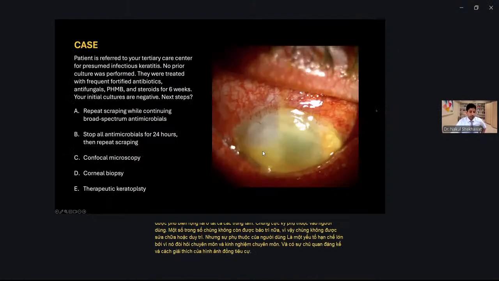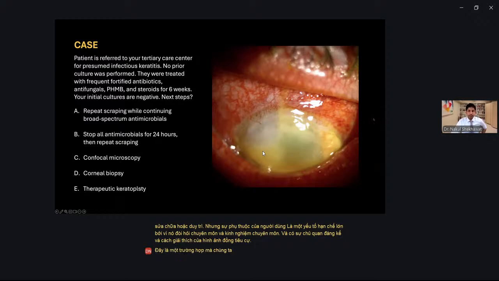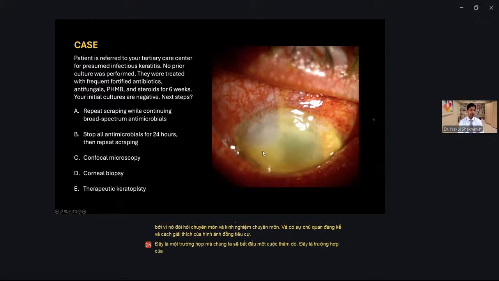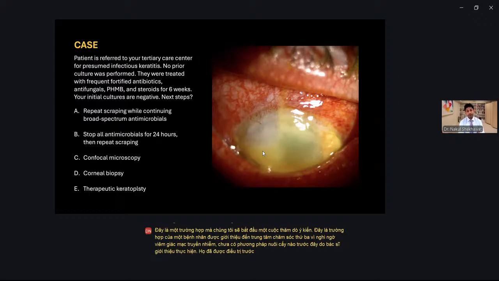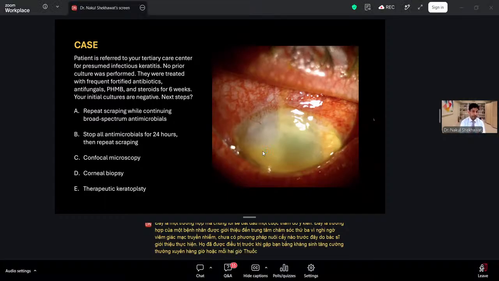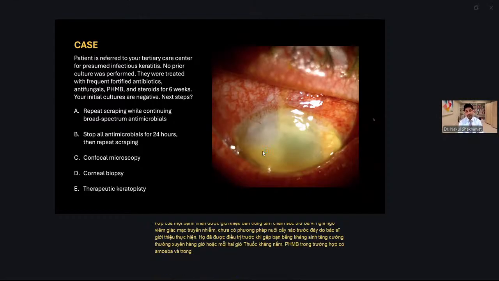So here's a case where we'll start a poll. A patient is referred to your tertiary care center for presumed infectious keratitis. No prior culture was performed by the referring physician. They were treated before they saw you with frequent, hourly or every 2 hours, fortified antibiotics, antifungals, PHMB in case there was amoeba, and in the last few weeks before they were seen by you, steroids.